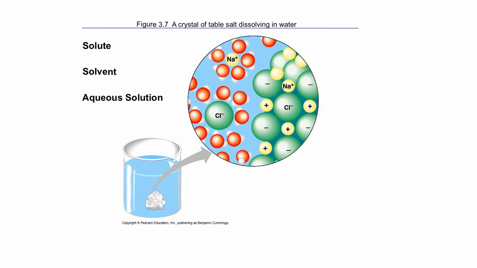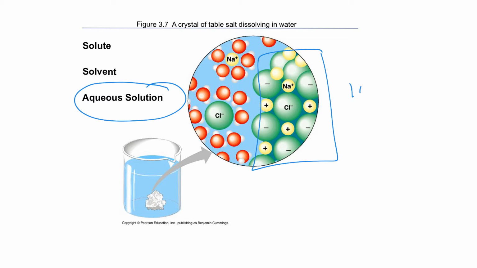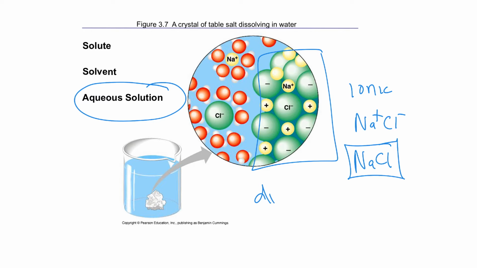So this is just a little review for you about how to make something called an aqueous solution. Here I have an ionic substance. This is sodium chloride, right? So sodium ion and chloride ion make this ionic compound that we know as salt. And what happens when we put salt in water? Well, you guys know that it dissolves. And it actually also dissociates. It breaks into ions. So there is a difference between dissolving and dissociating.